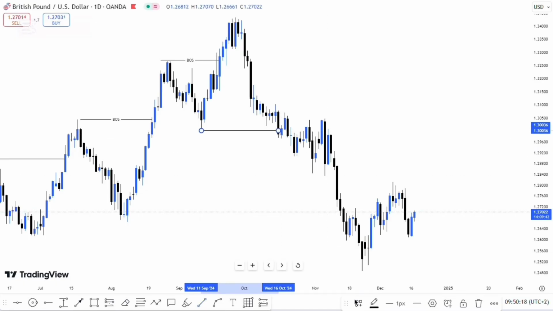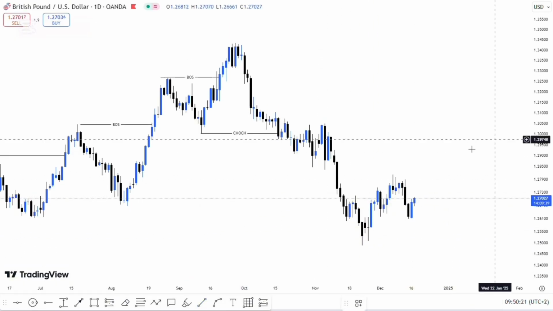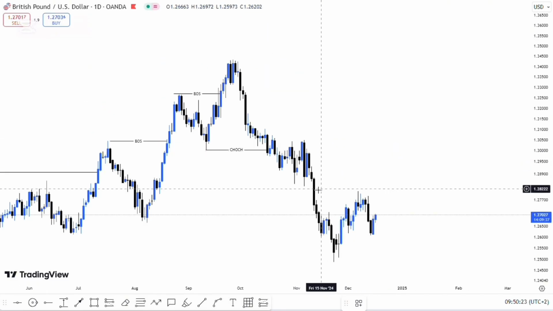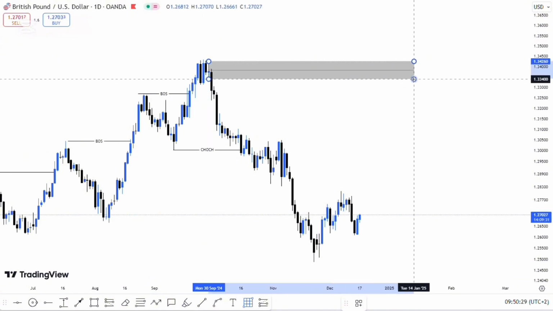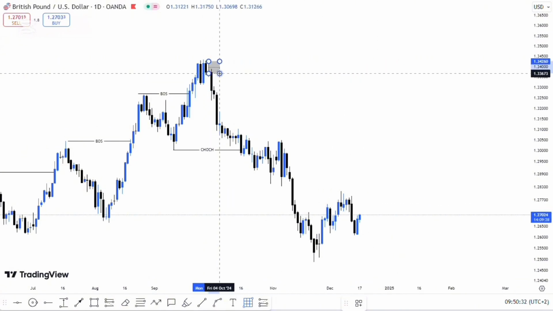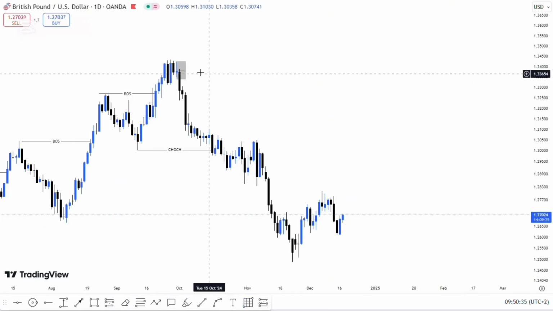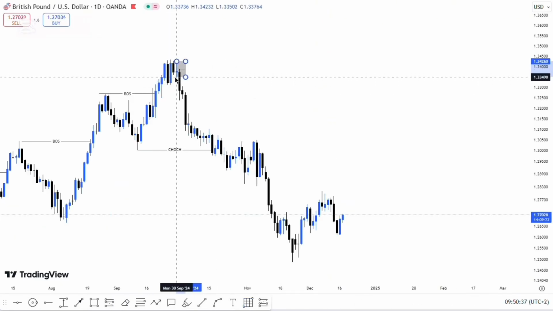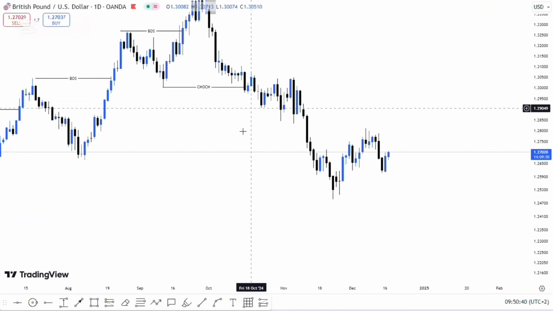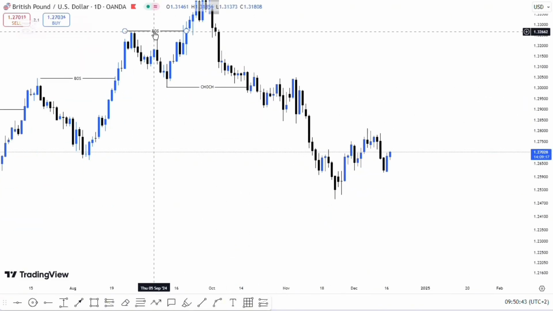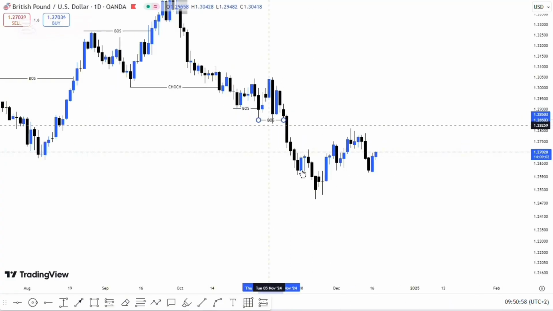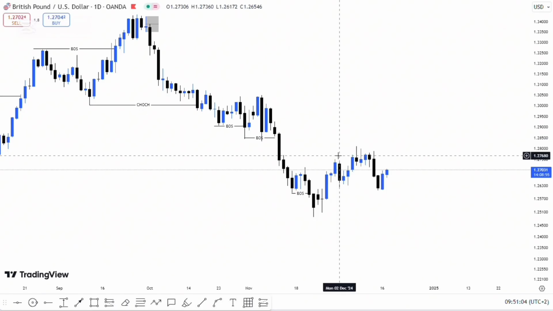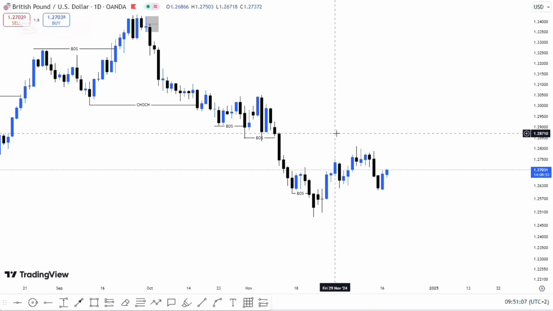As you can see, this is the change of character. And the origin which caused the change of character, we have right here, is this area right here. But since this is far away, we'll leave that pending. It's a valid order block. We'll really consider that order block once price reaches there. So now let me mark my break of structures going to the downside. On the daily time frame, this is the last break of structure way to the downside.